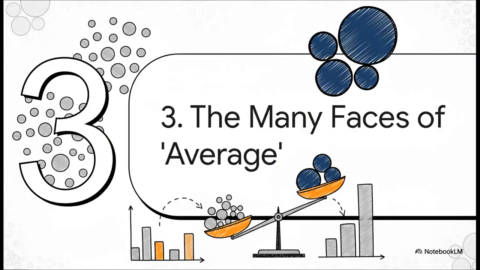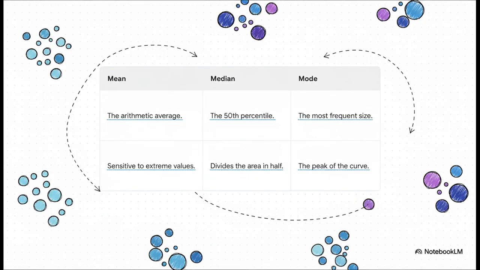Okay, so we can see the distribution now. But how do we describe its center? You might just say, let's find the average. But in statistics, and especially for skewed distributions like we see with aerosols, the word average can mean a few very different things. Let's break these down real quick.